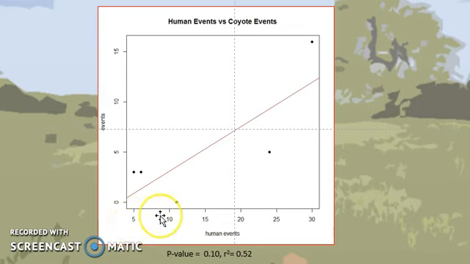And so I have my independent variable on the bottom, which is the number of human events, and my dependent variable on the y-axis, which is the number of coyote events. So I'm trying to see if you increase the number of human events, do you get an increase in the number of coyote events. This is to see if coyotes may be avoiding sites where humans are located.